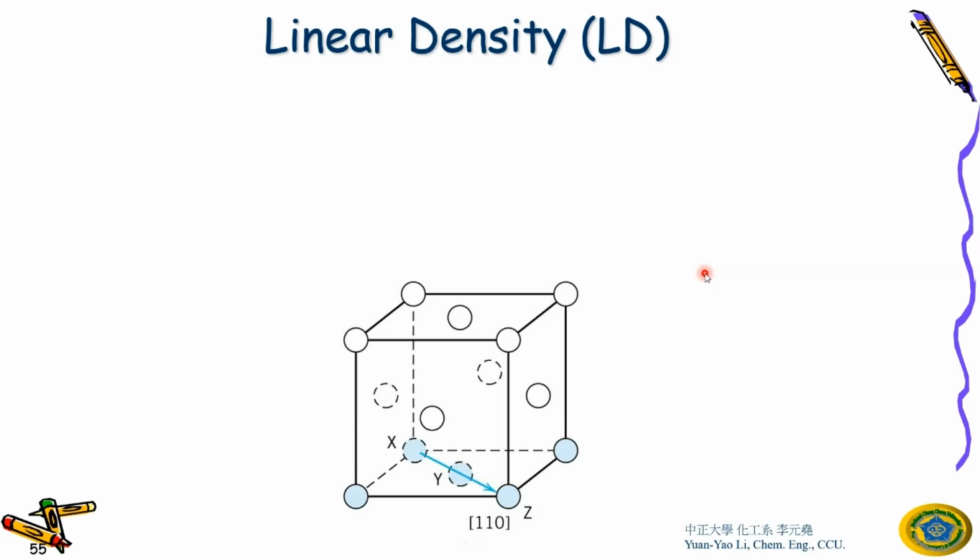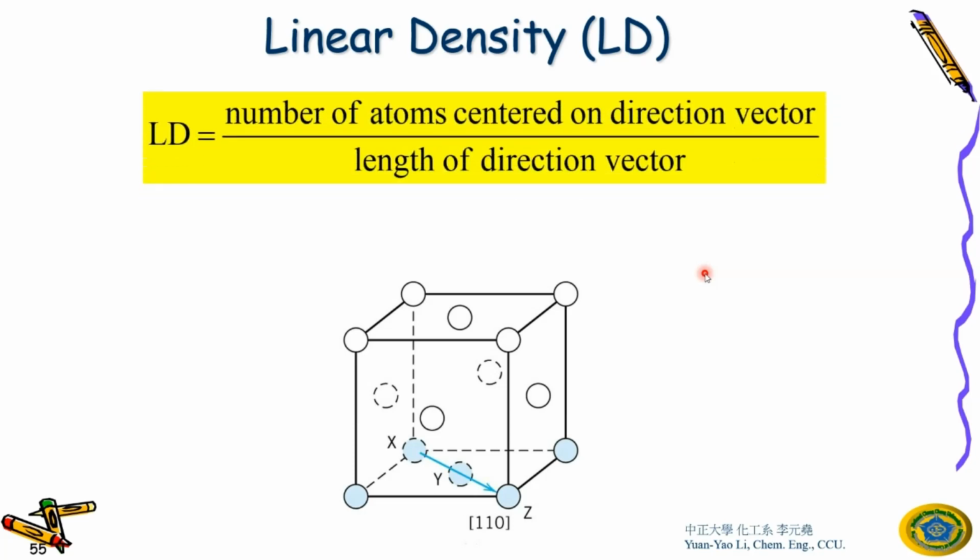Okay, so let's have a look over the linear density. The definition of linear density is what? We use LD for short, okay? So the number of the atoms centered, remember, this is the keyword, centered, on the direction vector. This is called the direction vector, right? Divided by what? Length of the direction vector. So this is the length. So what's the unit of this density? Linear density. What's the dimension?